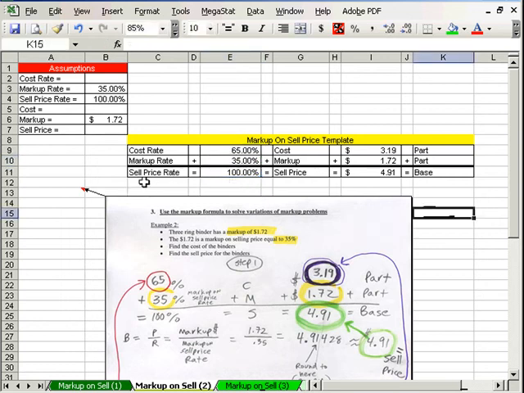Here's another perspective, and this is the reason why retailers, the people who sell the stuff to the final customer, are always talking about markup on sell price. The reason why is for every $1, 65% of that $1 that came in from the customer went to buying the thing. The rest was the markup, 35%. Markup, margin, gross profit. That's why they do it this way. They want the $1 to be the sell price, and they want to break apart that $1 that they just received from the customer and see how much is the markup and how much of that dollar went to cost.